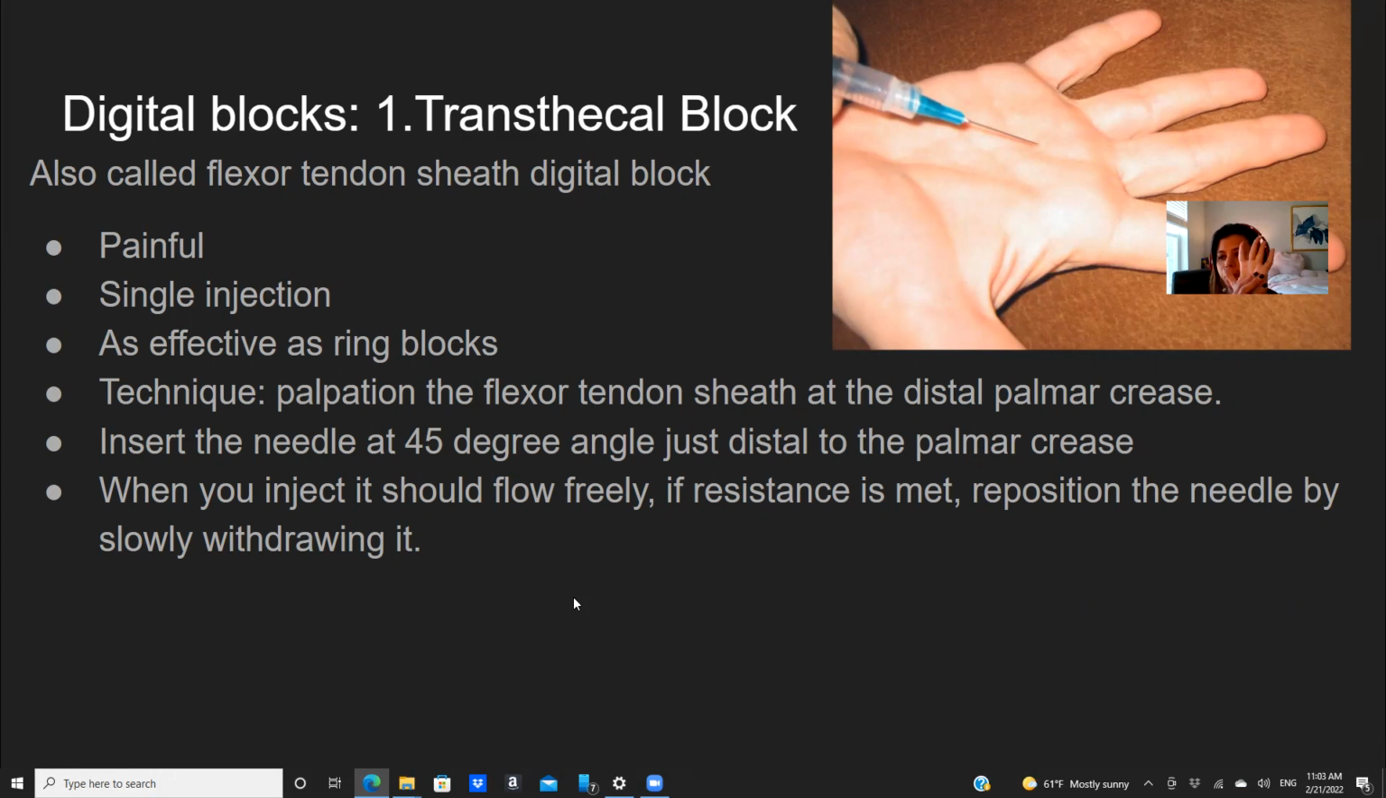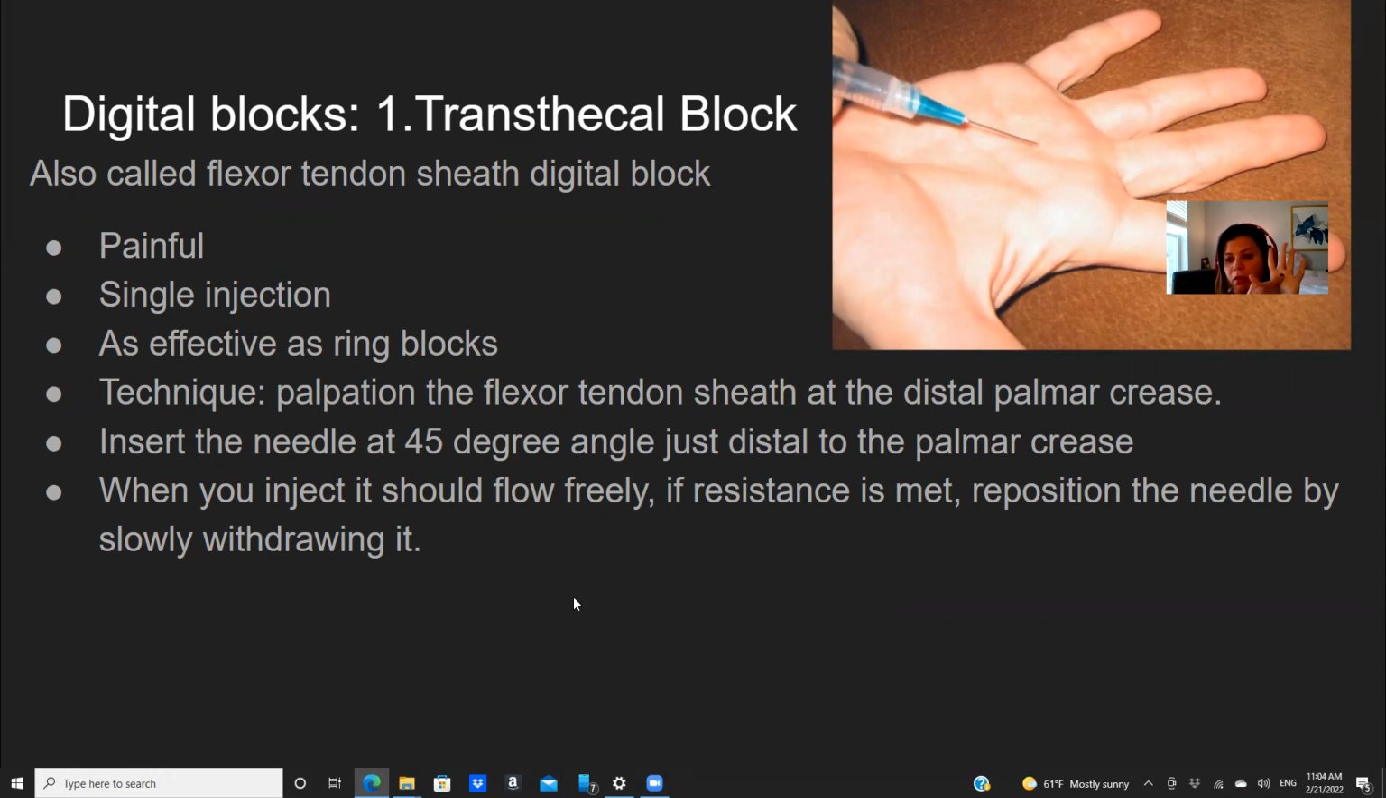How do you find your flexor tendon sheath? Well, first, you find your distal palmar crease right here. And then you're going to palpate just distally to the palmar crease. Go ahead and palpate your flexor tendon sheaths. If you can't find it, just wiggle your finger. You'll feel it. And you are going to inject at a 45-degree angle. So it's not perpendicular, it's a 45-degree angle, just distal to the distal palmar crease.